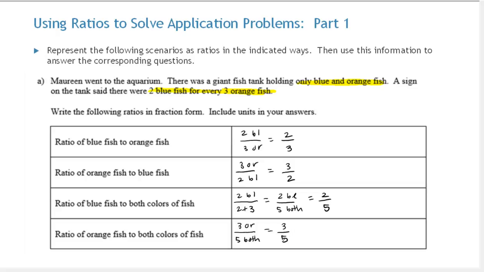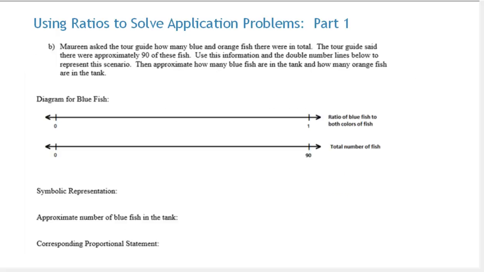Okay. So now we're going to use this information. We're going to need to determine which information is useful to solve application problems. So let's get our highlighter ready. Maureen asked the tour guide how many blue and orange fish there were in total. The tour guide said there were approximately 90 of these fish. Use this information in the double number lines below to represent the scenario. Then approximate how many blue fish are in the tank and how many orange fish are in the tank.